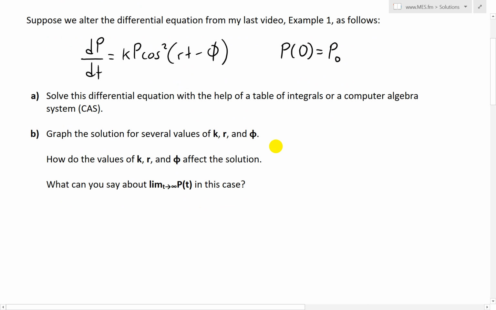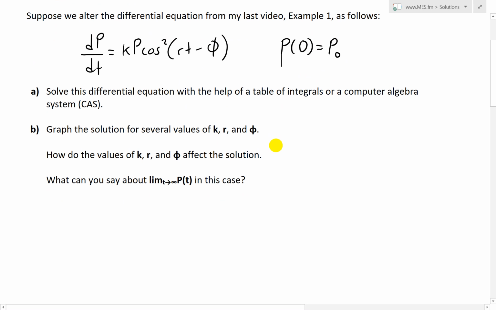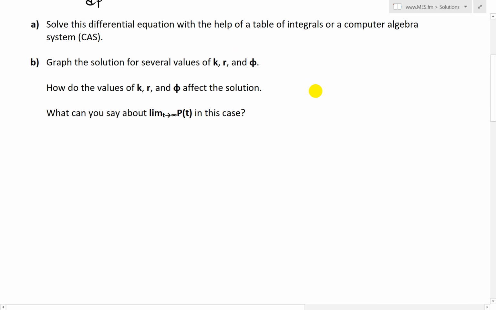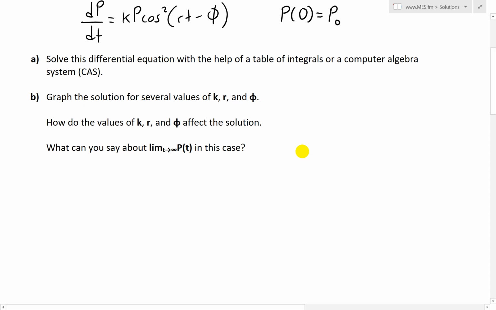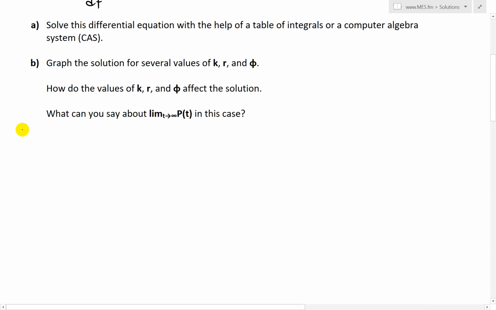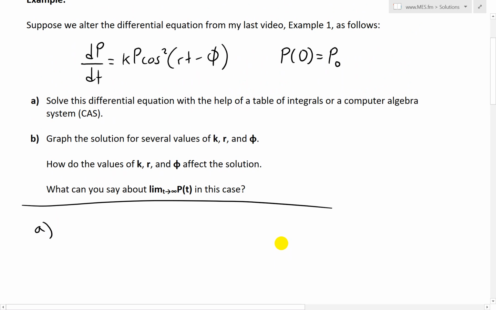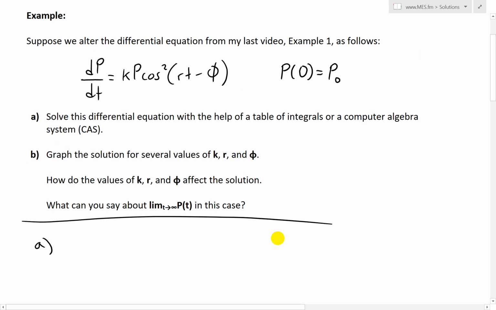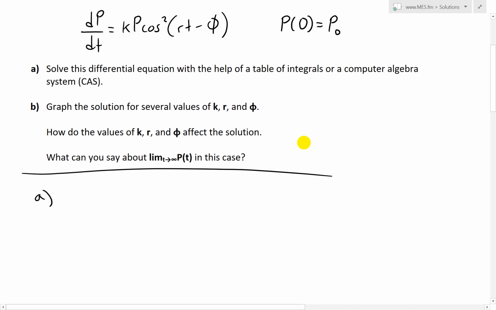Part A states: solve this differential equation with the help of a table of integrals or a computer algebra system. Part B involves graphing the solution for different values of the constants and comparing them, and also finding the limit as t approaches infinity of the solution from part A. So we'll do part B in the next video, and part A I'll do now. Instead of using a table of integrals or a computer algebra system, I'll do this in a more manual way, just because it's a good exercise in mathematics.